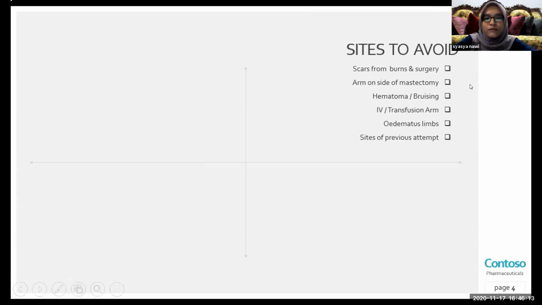Next, sites that should be avoided. Any sites that have scars from burns, or the arm on the side of mastectomy, any hematoma, bruising, or intravenous transfusion arm, or any edematous limbs. Why should edematous limbs be avoided? Because there is a danger of stasis of the limbs that can predispose to complications like cellulitis. Also avoid sites of previous attempts, because it can give pain to the patient.